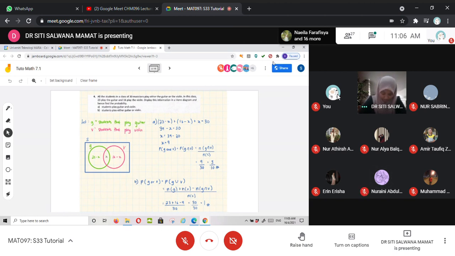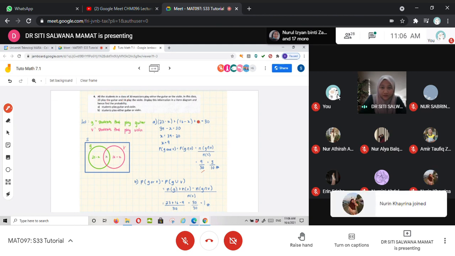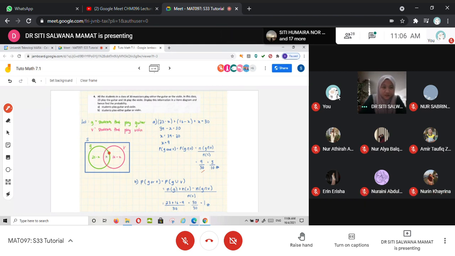Okay, for this question, what do we have? 30 students. Okay, so the number of sample space is 30. Okay, so this is your sample space, 30. But then it says 23 play guitar and then 16 play violin. Okay, so if you add up these two, 23 and 16, it's greater than 30, right? So that means there is an intersection, which is the students who play both guitar and violin.